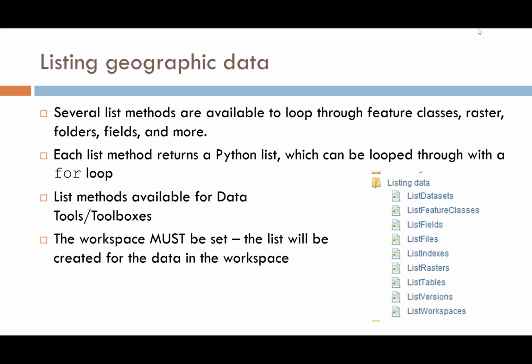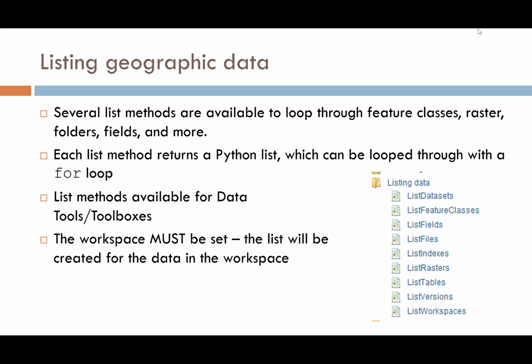What you want to be able to do is just point to a location, point to a folder, point to a geodatabase, and say, hey, grab all the feature classes in there and buffer them. Grab all of the point data and check that they have the right coordinate system, and then do something to them in another tool. And so that's what the list methods allow you to do.